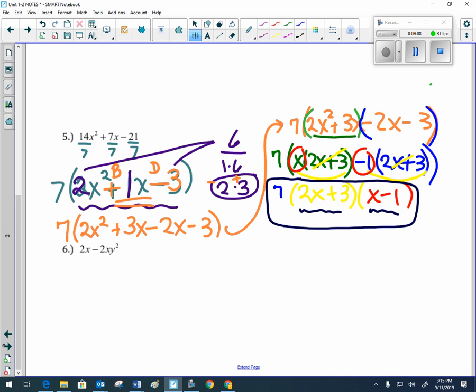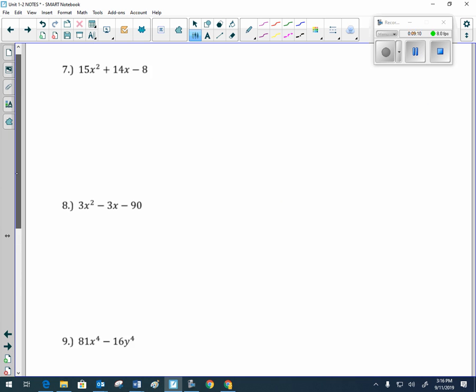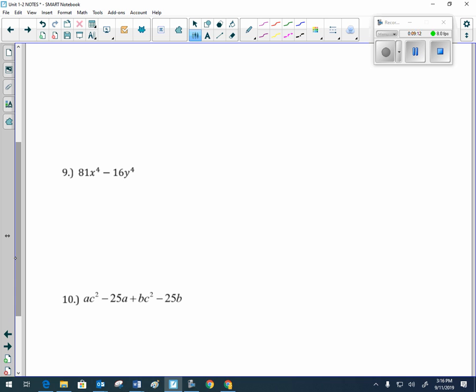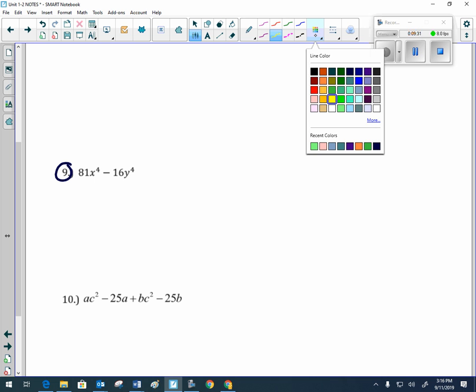The next question I'd like to look at is question number 9. In question 9, we're looking at this one because the exponents are higher degree here. There is not a GCF. There's nothing that goes into 81 and 16. And the first term has an x to the 4th in it, and the second term has the y to the 4th in it. So they don't even share a common variable. So there is no GCF.